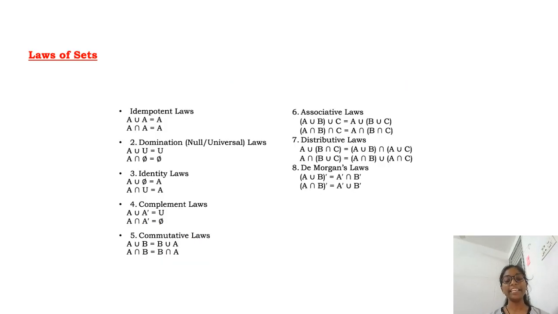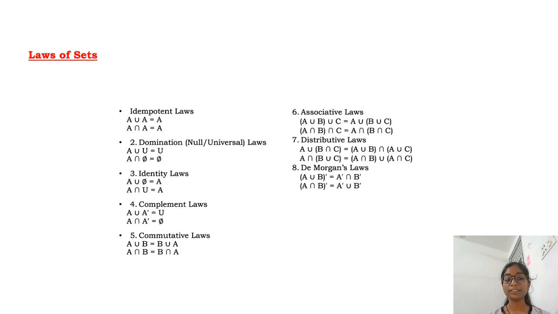Laws of sets. There are 8 types of laws. They are idempotent laws, domination laws, identity laws, complement laws, commutative laws, associative laws, distributive laws, and last, De Morgan's laws. Idempotent laws: A union A equals A and A intersection A equals A. We can say that if we take the union or intersection of a set with itself, then we get the same set.